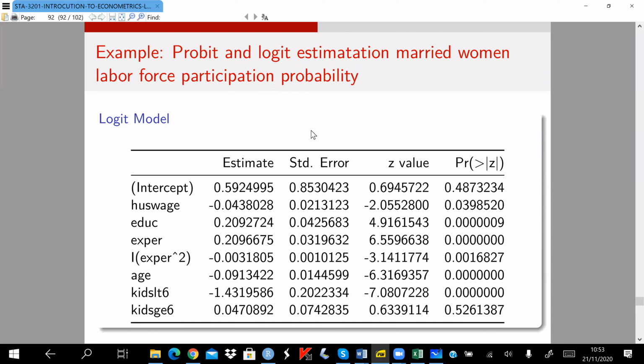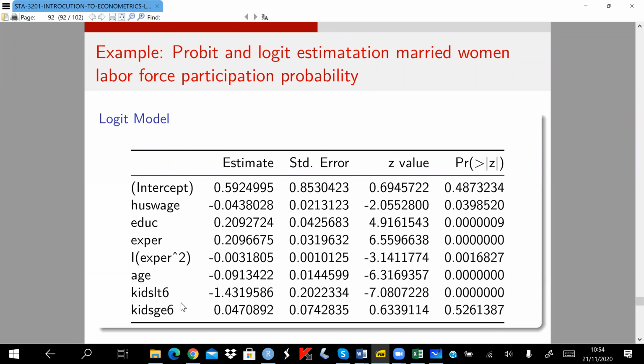So let's consider this example, which shows the Probit and Logit estimation of the probability of married women's labor force participation. This is the Logit model. We have the intercept, the husband wage, education level, experience and experience squared, so experience is quadratic, age, and then the variables kids LT6 and kids GE6.